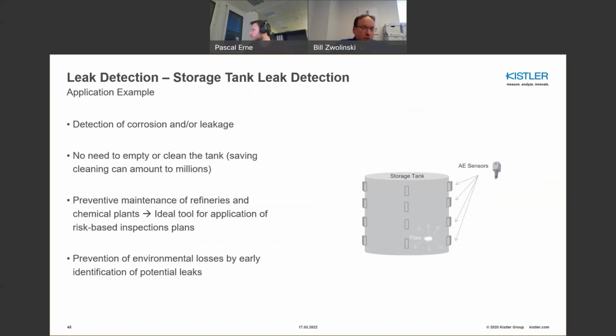In another storage tank event, you put acoustic emission sensors around the tank, and you can measure, from an environmental safety perspective, tanks of oil or gas leaking, which would be hazardous to the environment. So having the means of detecting that is absolutely environmentally conscious.